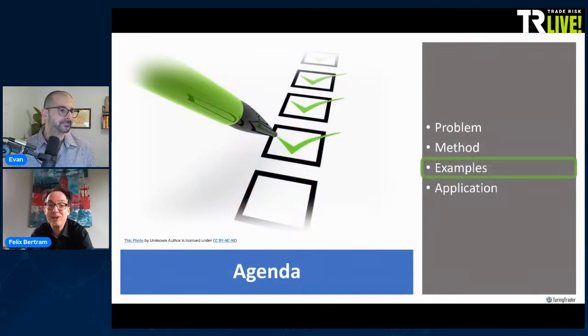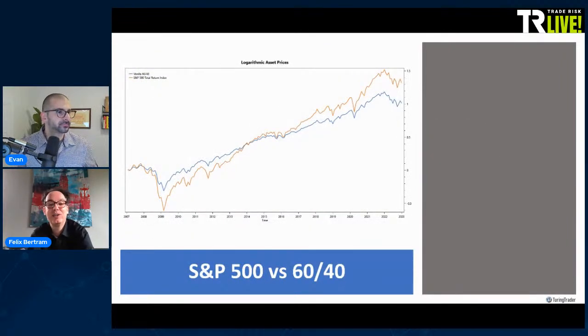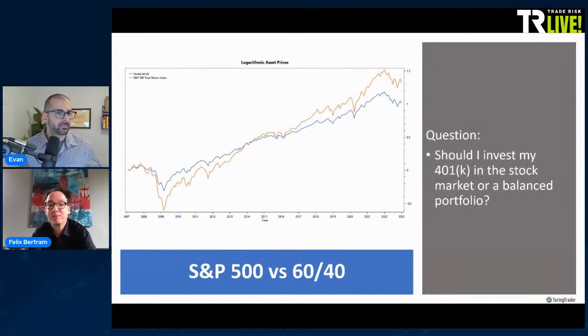Good. So now let's have a look at a few examples of what we can do with this. So the first is the S&P 500 versus the 60/40 portfolio. And the question is, should I invest my 401k in the stock market or a balanced portfolio? And well, this is a question that is really not easy to answer when you look at these charts, right? So you see here the equity curve since January 2007, and you can see that the 60/40 has a little less drawdown, but also less gains. And in the end, the S&P 500 leads. So what should I do?